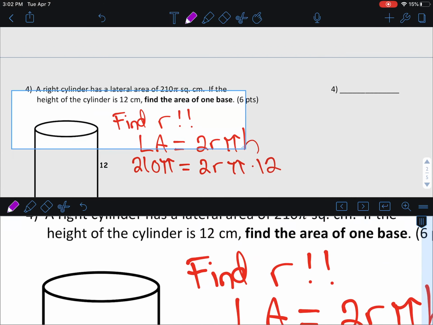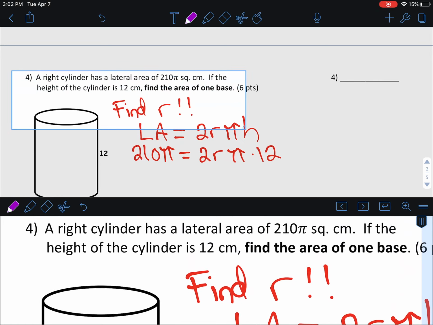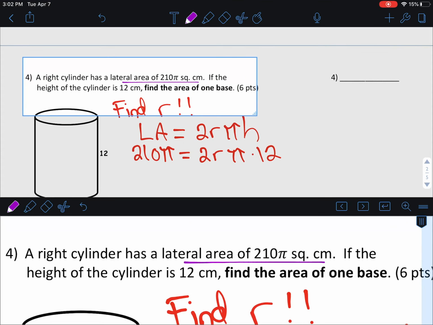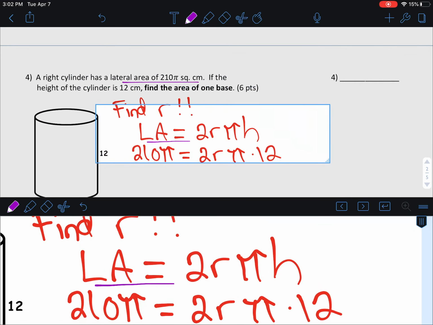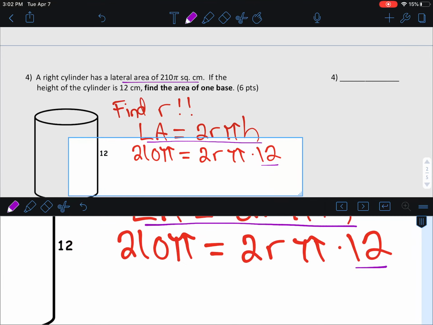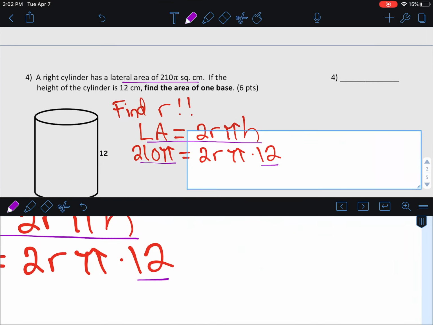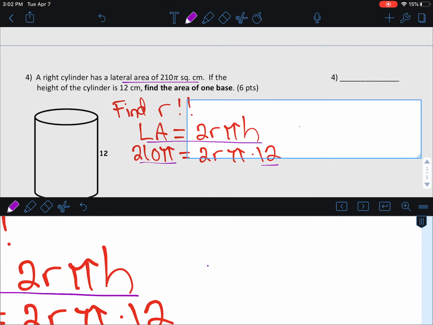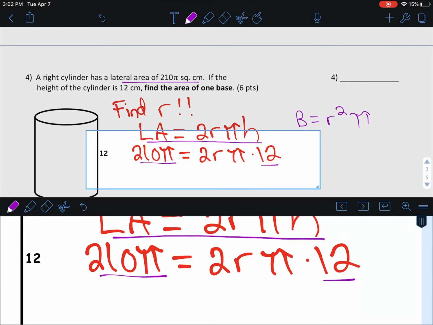All right, with number 4, in this case, you're given the lateral area. The formula for lateral area is 2 pi r h. You got h, you got the lateral area, so you just have to be able to solve this equation for r. And then when you're trying to find the area of one base, the base is a circle, so you need to find r basically here and then just plug it into the formula.